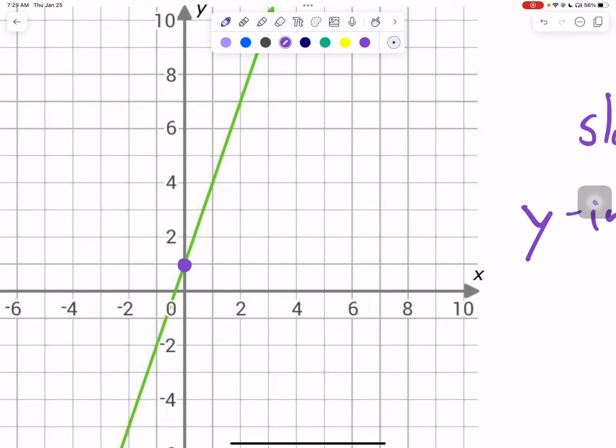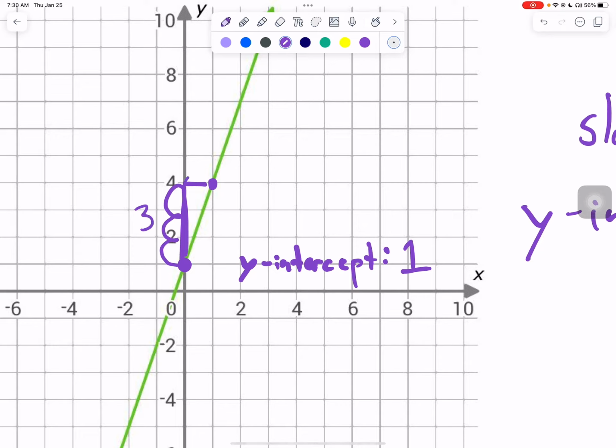We have a y-intercept right there of +1. And we're going to find a second point here. There's one right there going through the corner of my grid. I draw my right triangle. My rise is 1, 2, 3. My run is 1. Remember, we write our slope as rise over run. So this is going to be 3 over 1, or just 3.